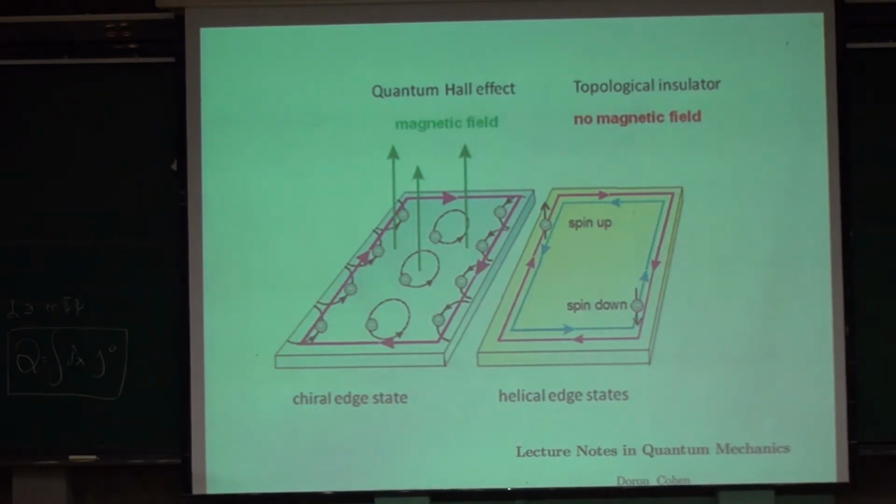Okay. So this is the quantum Hall system. You have a magnetic field, and you also have skipping motion. Okay. And so this is with magnetic field, and the time reversal symmetry is broken. Now, the interesting thing about topological insulators is that you can achieve that even with no magnetic field. Okay. And you need spin orbit interaction, so on and so forth, to achieve that.